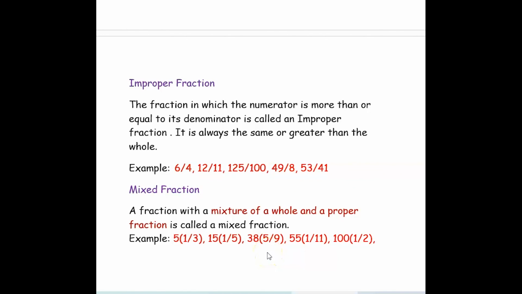Hope you have understood what a fraction is, what the different types of fractions are, how to represent fractions, how to write fractions and identify what type of fraction it is.